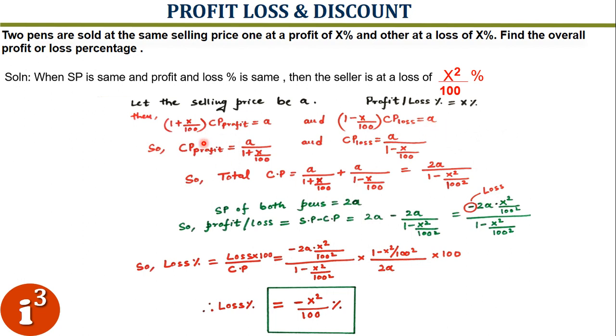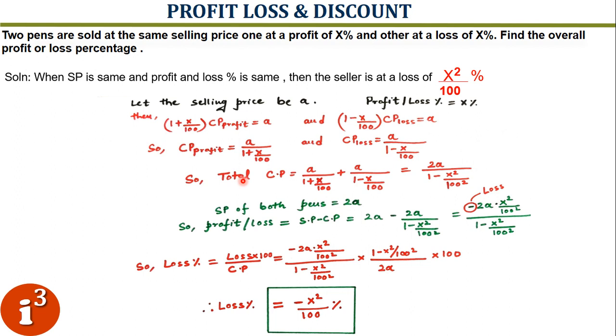So the cost price of the pen in which profit occurs is a by 1 plus x by 100, and the cost price of the pen in which loss occurs is a by 1 minus x by 100. 1 plus x by 100 is more than 1, so the cost price is less than the selling price, and cost price less than selling price means profit occurs. In 1 minus x by 100, the value is less than 1, so the cost price will be more than the selling price, and cost price more than selling price means you incur a loss. So you understand till here?